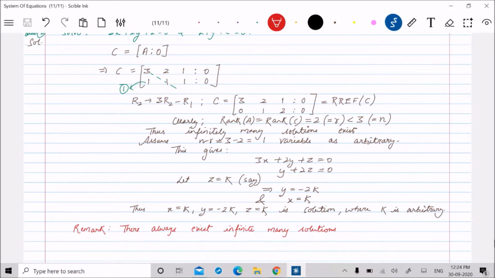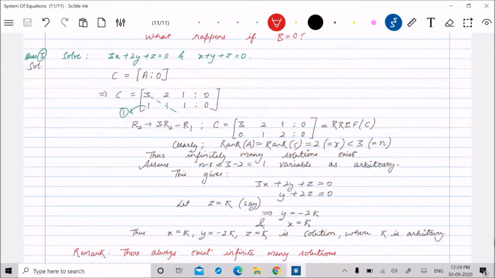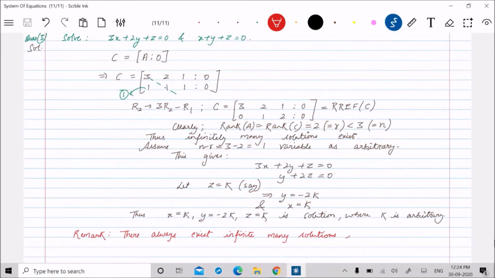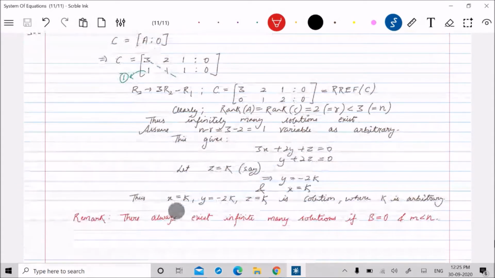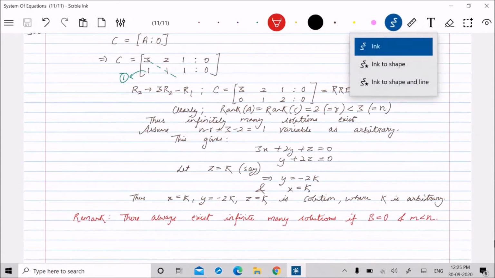खैर, there always exist infinite many solutions when b is equal to 0. If b equal to 0 and if m is less than n. So this is a good remark. कुछ और इसके अलावा नहीं हो सकता. हमेशा ही ये होगा, हमेशा ही infinitely many solution होंगे जब जब b 0 होगा और साथ में m छोटा होगा n से. राइट.